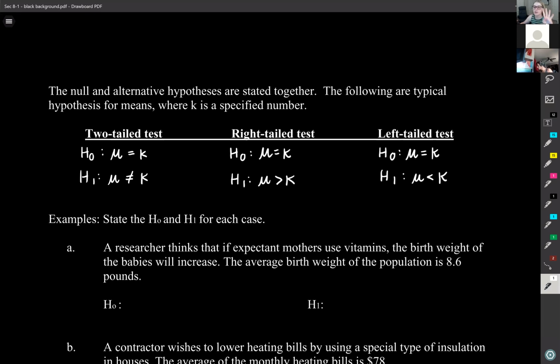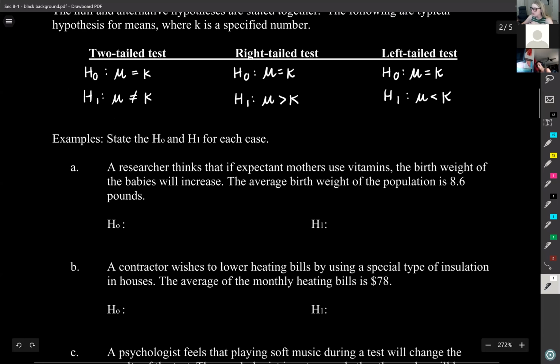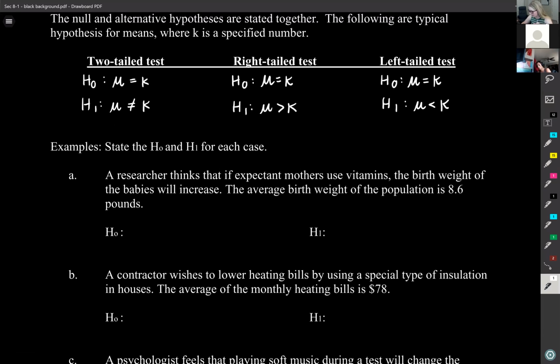So let's do some actual examples so you can see how this would play out. So we have 3 examples here.